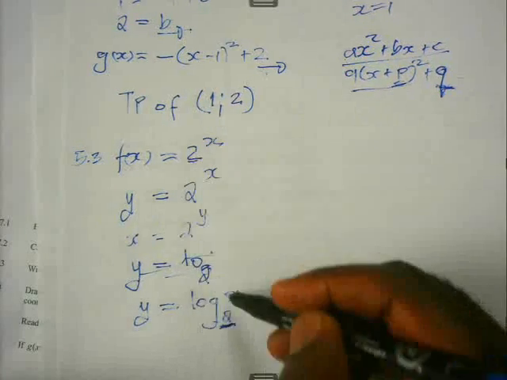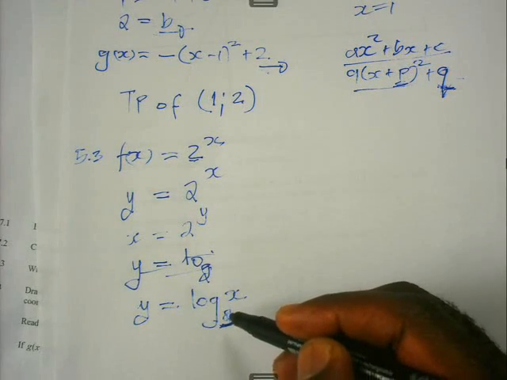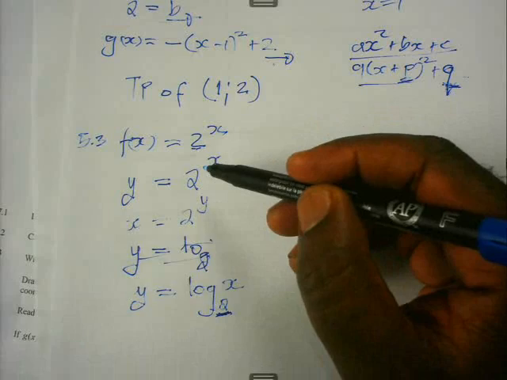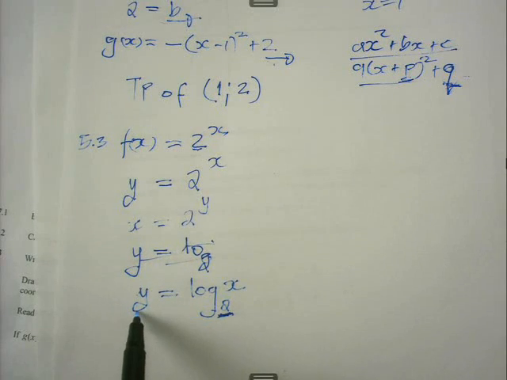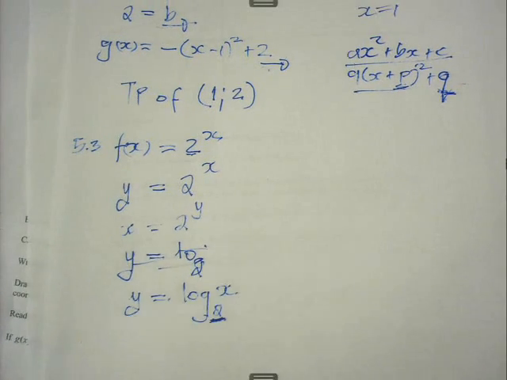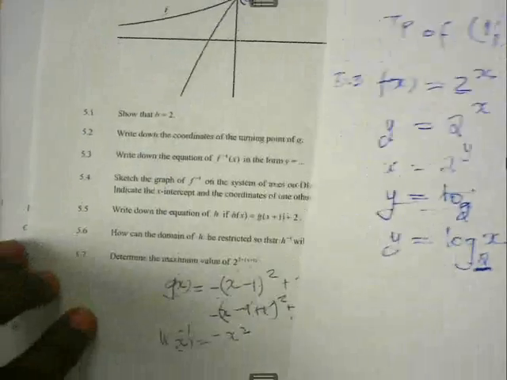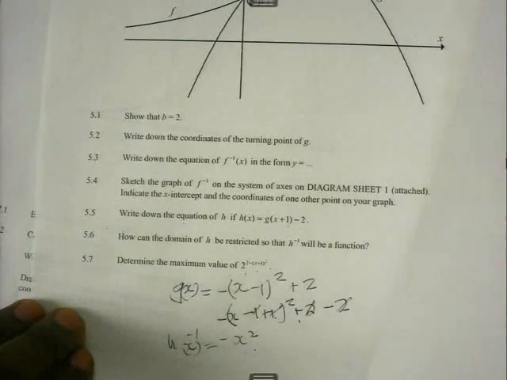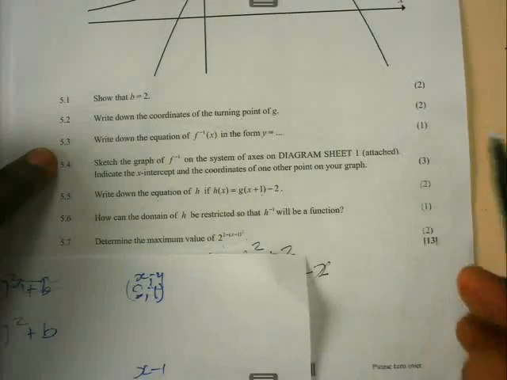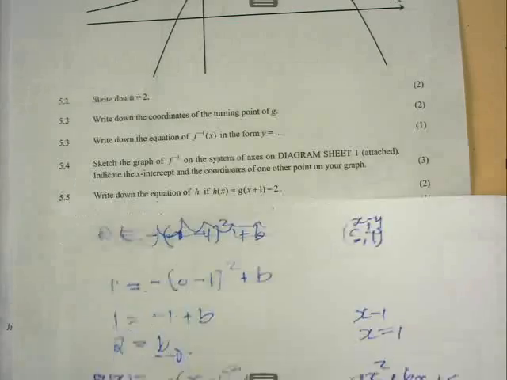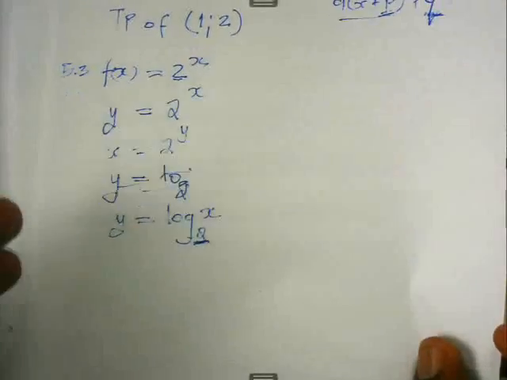So as long as you have in mind that the base of an exponent and a log remain the same, then yours is to play around with y, turning y into the subject of the formula, which I don't think is going to be a very difficult exercise. Now, that was 5.3. It only carried 1 mark because there is not much work to be done here.